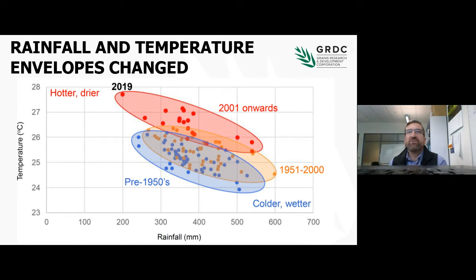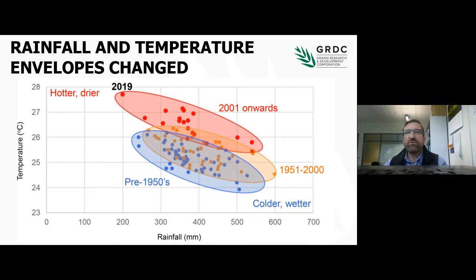What is quite marked, though, is when we look at the most recent record from 2001 to present, you can see that the temperatures have jumped considerably and the range of wetter and drier has actually shifted towards the drier end of the spectrum. And I'll draw your attention to 2019, which is right on the outer boundary of that envelope. So we've seen, at a national scale, considerable climatic variation over our historical record.